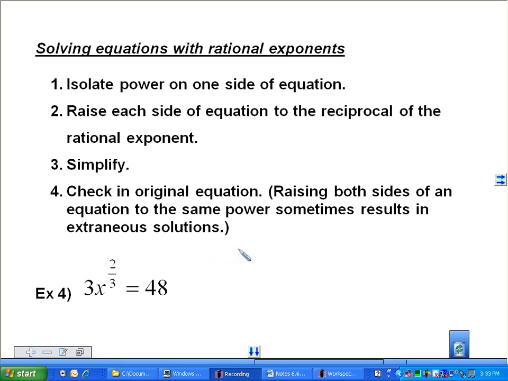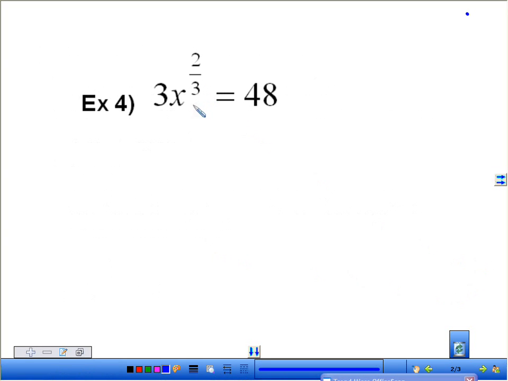We're going to solve equations with rational exponents. These are the steps that I'm going to use. If you want to stop the video and copy the steps down before we work the problem, you can do so now. I'll work our sample problem here.